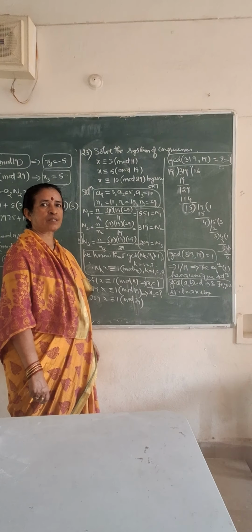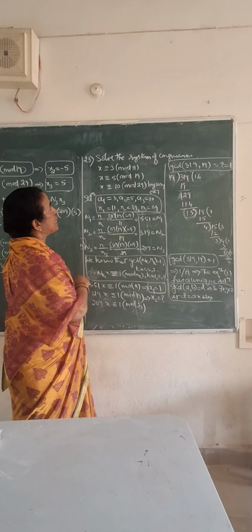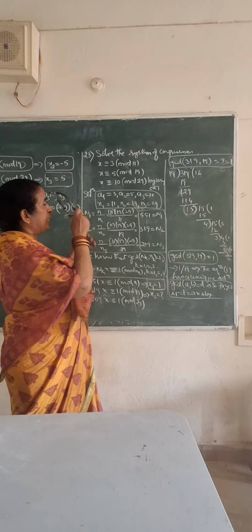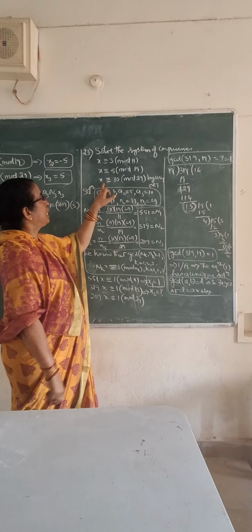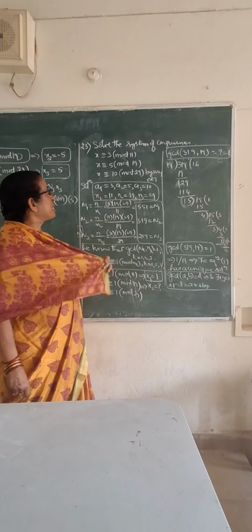Problems on Chinese remainder theorem. Solve the simultaneous system of congruences: x is congruent to 3 mod 11, x is congruent to 5 mod 19, x is congruent to 10 mod 29, by using Chinese remainder theorem.